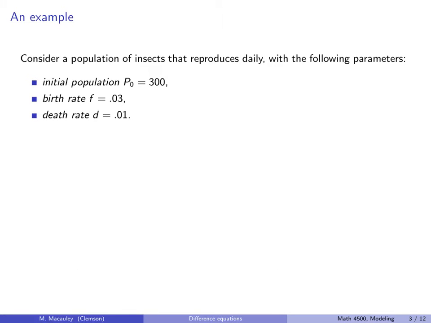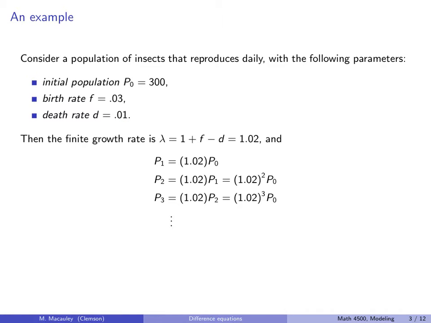Okay, so as an example, let's consider a population of insects that reproduces daily as before, but let's give it some parameters. Let's say that the initial population is 300, and this could be individuals, but this could also be measured in thousands or millions or something like that. Say the birth rate is 0.03 and the death rate is 0.01. In this case, the finite growth rate is lambda, which is 1 plus f minus d, so that's 1.02.